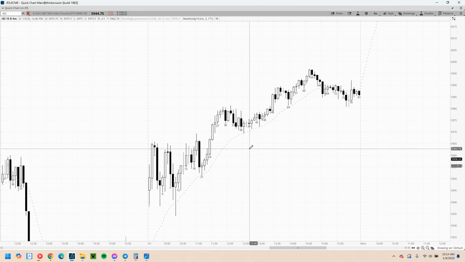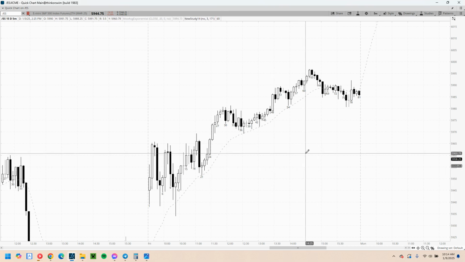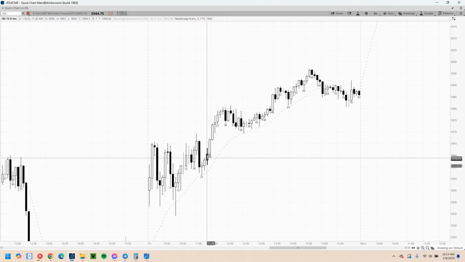And so I exit on the close of 23. And then I see 24. And a lot of people think, oh my God, I'm missing out. Now it's going to go without me. Well, if I had bought above 22 and let's say I didn't exit, would 24 make me happy?